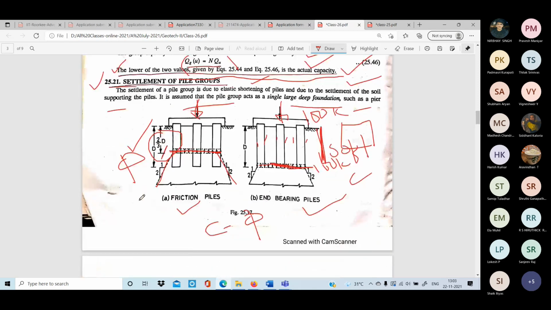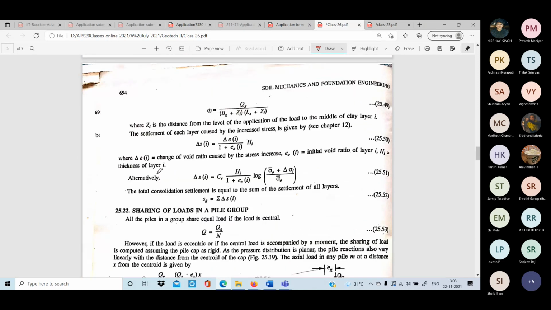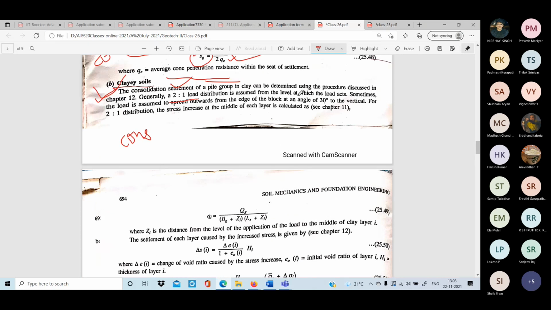Generally, by using this consolidation formula, if the load distribution is in the ratio of 2:1, if you see here, 2:1. Okay, so what is given is that it is assumed that the level at which the load acts, sometimes, okay, let me rub this one. The load is assumed to spread outward from the edge of the block at an angle of 30 degrees to the vertical. For 2:1 distribution, the stress increment at the middle of each layer is calculated as in the previous chapter.